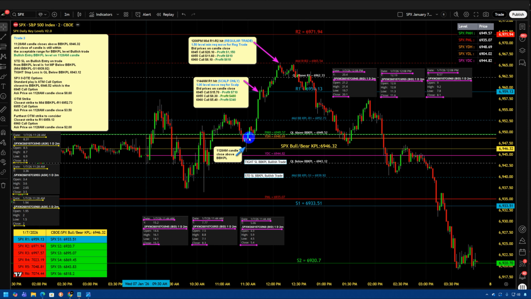Now here we got a continuation move up. Once it broke above and held above the PMH level, it then began to cross above this midpoint here. And then 2 candles later at 11:44 a.m., we have the R1 hit for a scalp only, one level move required for a scalp.